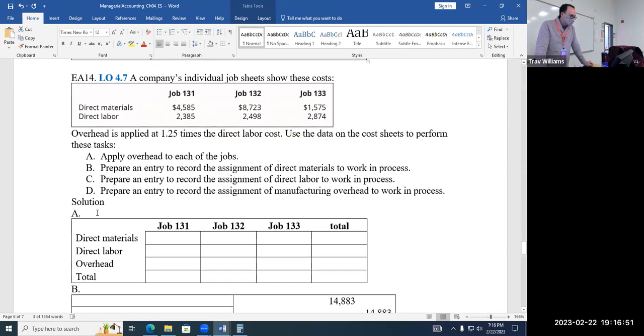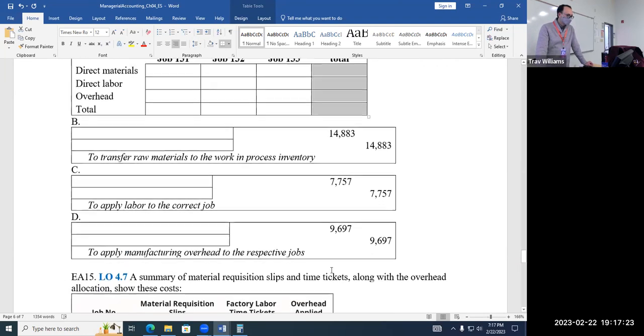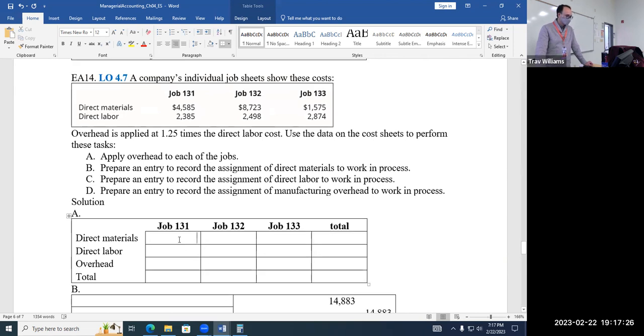Okay, going on to number 14 then. We've got 3 jobs. This is similar to the one we did before. They give us the direct material and direct labor costs. So we're going to do the same thing. We're going to apply the overhead and the totals. We're also going to total the rows. It's nice when you're totaling columns and totaling the rows, because then you could check. If you get a different answer in your total for the column than you do horizontally, then you know there's a mistake somewhere. And then we're going to do some journal entries. Okay, let's just go ahead and plug these numbers in, starting with the direct materials and direct labor.